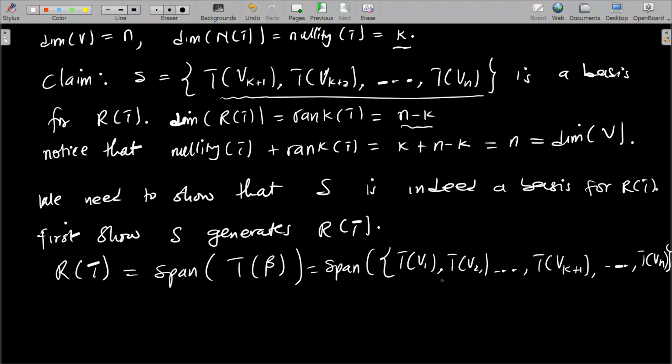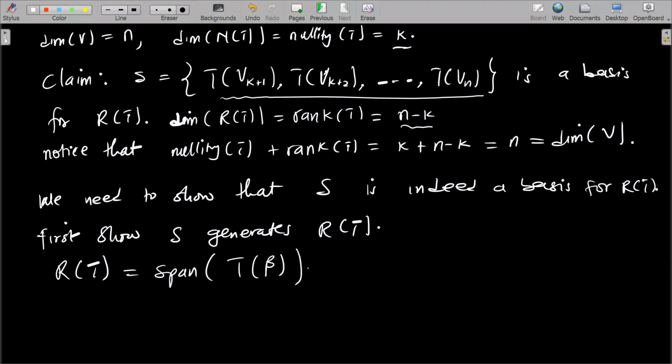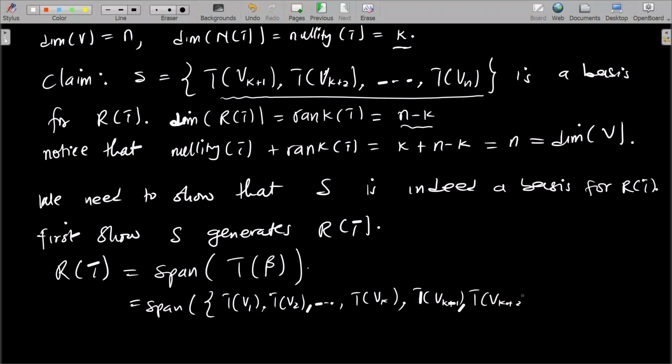But we know that from v1 all the way to, let me take that point again. Okay, I missed some things here. It's because I don't have enough space. All right, I'm going to write it here. So this is equal to the span of T(v1), T(v2), all the way to T(v_k), and I wanted this to show T(v_{k+1}), T(v_{k+2}), to T(v_n), right? The span of this, right?